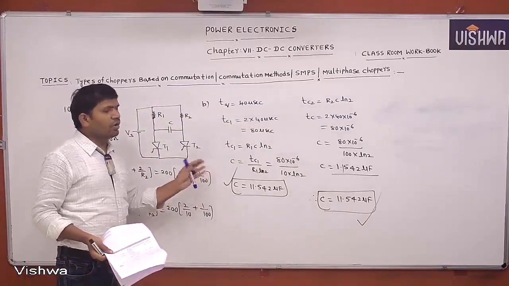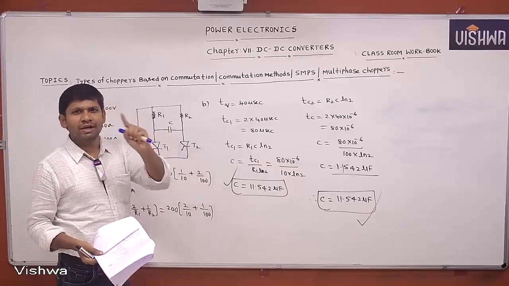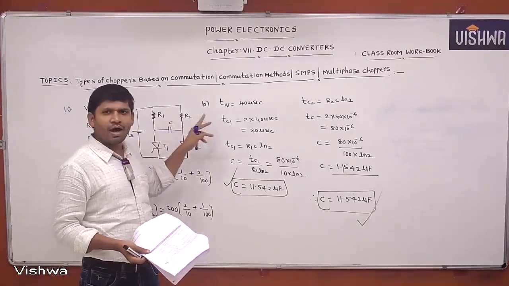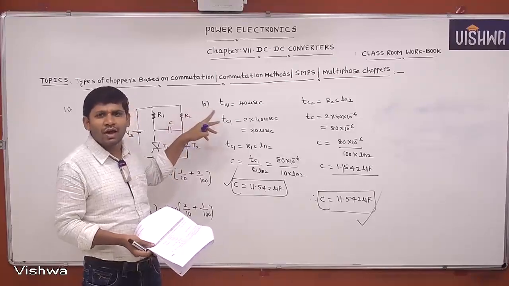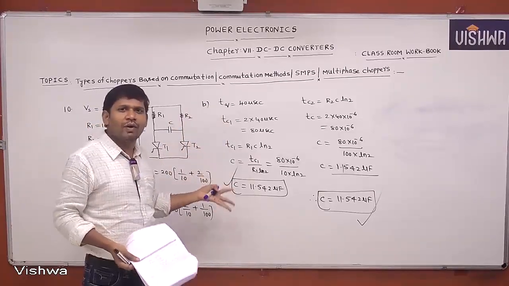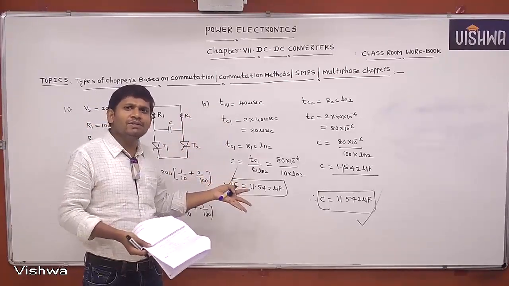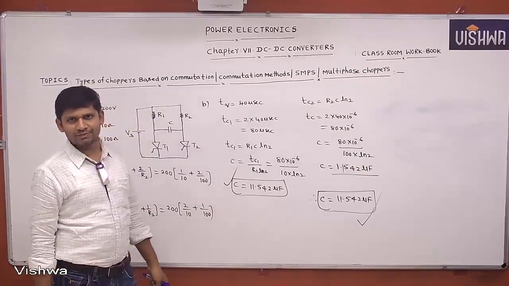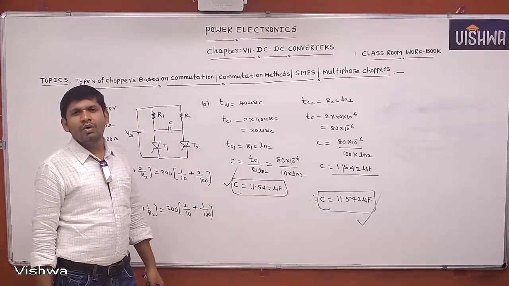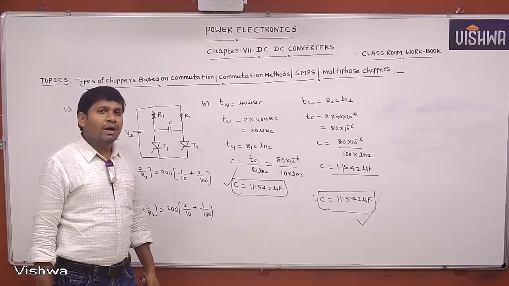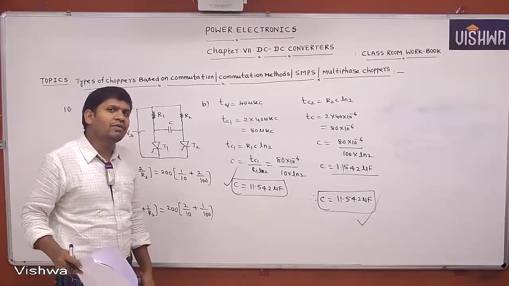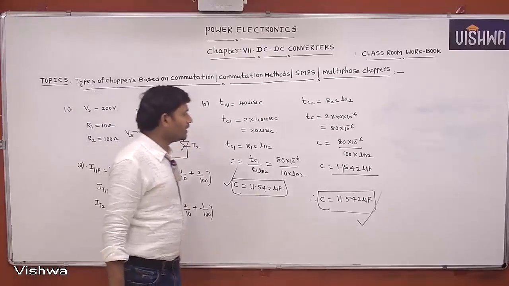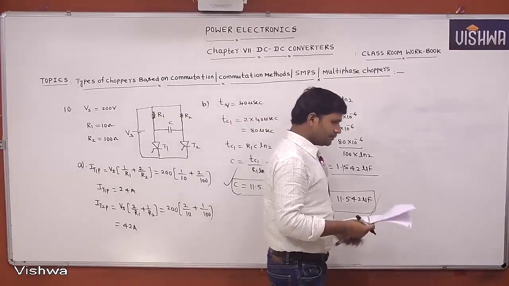If R1 equal to R2 equal to R is given, we get only one value of C. But here different values of R1 and R2 are given, so you get two values of capacitance. The best selection is the high value, in order to turn off both thyristors. If you take the low value, the thyristor which requires the high value of capacitance will not be turned off.